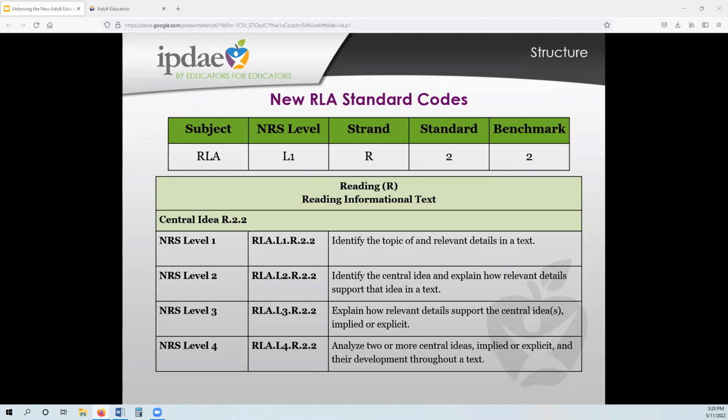We chose this standard coding, this alphanumeric coding scheme, because it mirrors what you will see if you look into the K-12 BEST ELA standards. Instead of NRS level, you would see grade level, but otherwise it'll be very comparable, and that was intentional so that, for those who need to, you'd be able to see ways in which the ABE framework maps to and mirrors the K-12 framework.